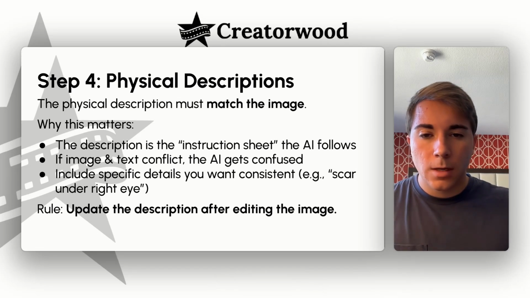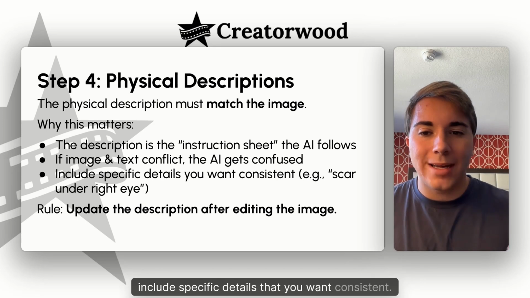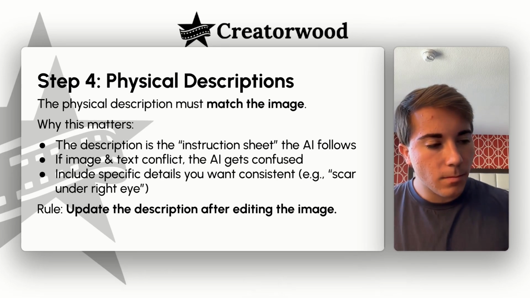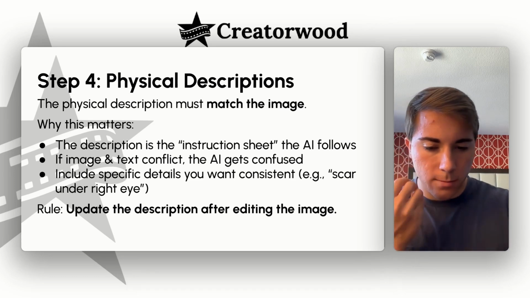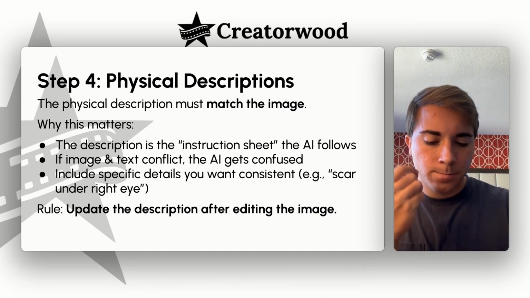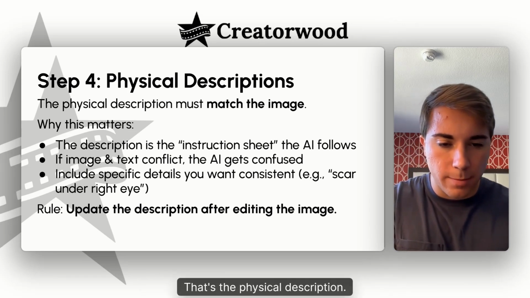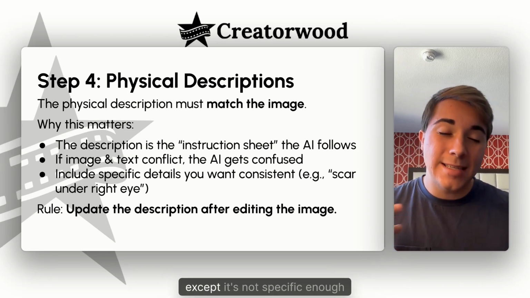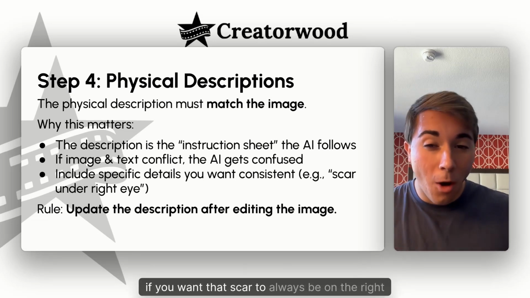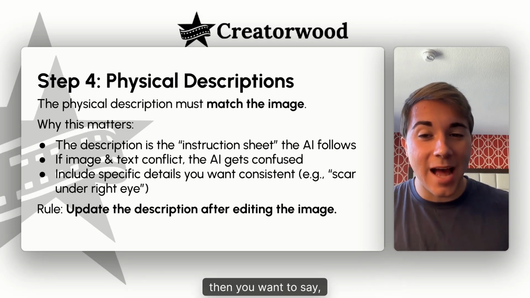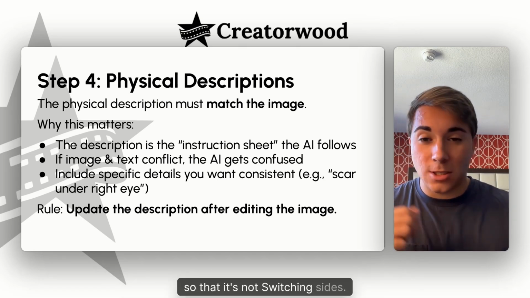But another really important thing is that you want to include specific details that you want consistent. So for instance, let's say there's an image here that has a scar of the character, right? And it says, okay, there's a scar on their face and their cheek. That's the physical description. That's a great physical description, except it's not specific enough. Because if you want that scar to always be on the right eye, then you want to say, I always want the scar to be under the right eye of the character, so that it's not switching sides.